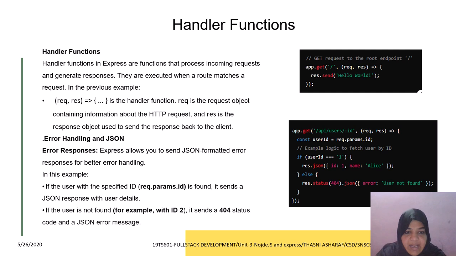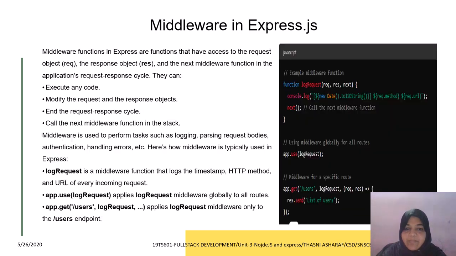Next one is error handling with JSON. Error responses: Express allows you to send JSON formatted error responses for better error handling. If the user with the specified ID, req.params.id, is found, it sends a JSON response with the user details. If the user is not found, for example with ID 2, it sends a 404 status code and a JSON error message saying user not found.